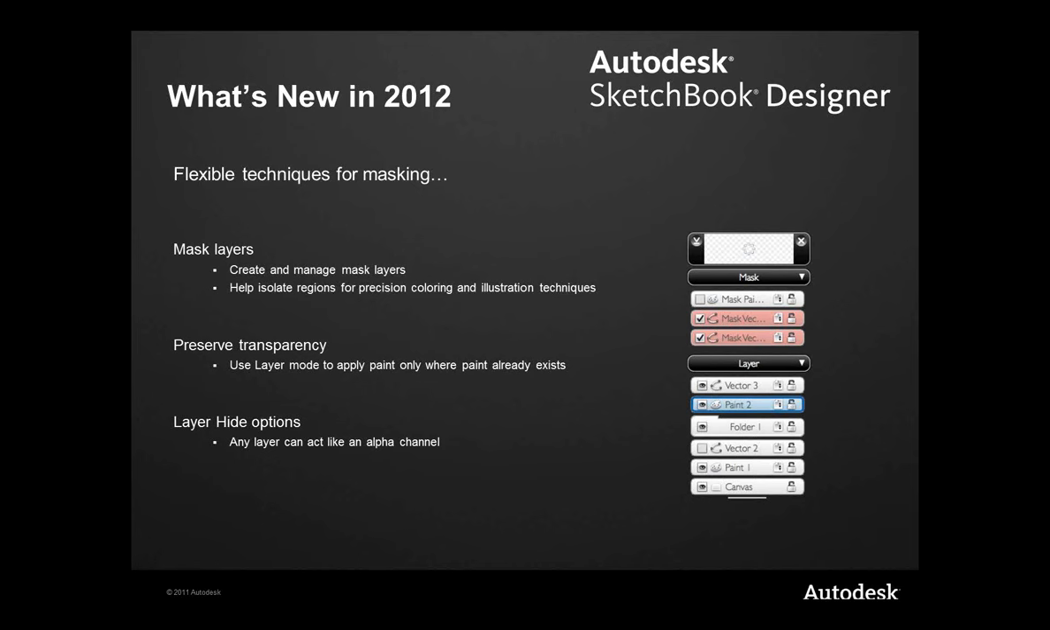You can also preserve the transparencies with the mask as well, and you have the option to turn layers into alpha channels so you can hide items in the front or in the back of the view.